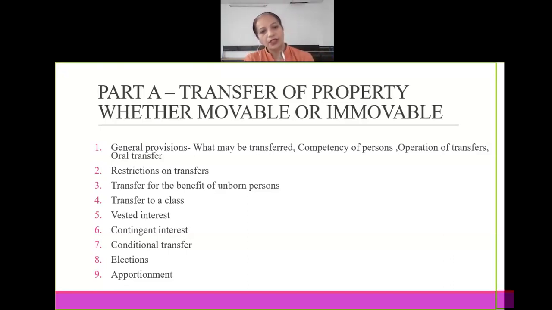Whenever a person transfers a property to another person, he may transfer it without any condition. If he transfers it without condition, the other person gets an immediate right over that particular property. But if a condition is attached to it, then only on the fulfillment of that particular condition is the transferee going to get a right over that property.